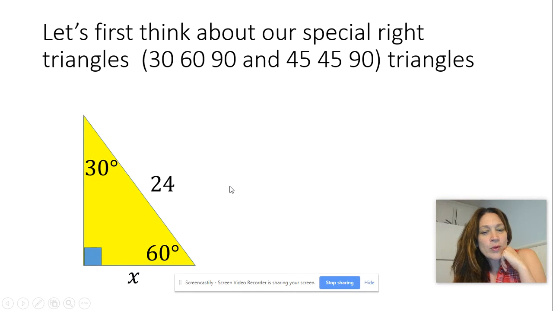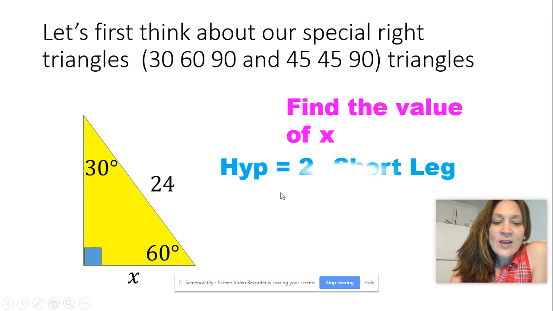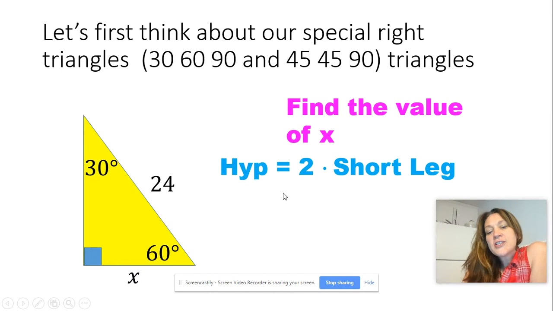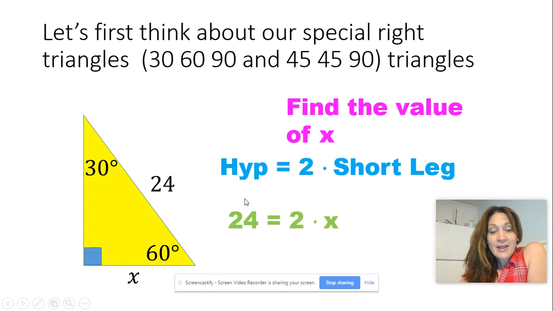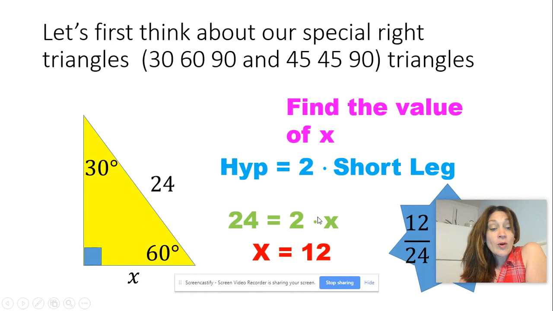So think about what we do. We know that we have to find the value of x, and we know that the hypotenuse is twice the short leg. So if the hypotenuse is 24, then we know that x would have to be 12. So then if we take 12 and we divide that by 24, we're going to wind up with 0.5.